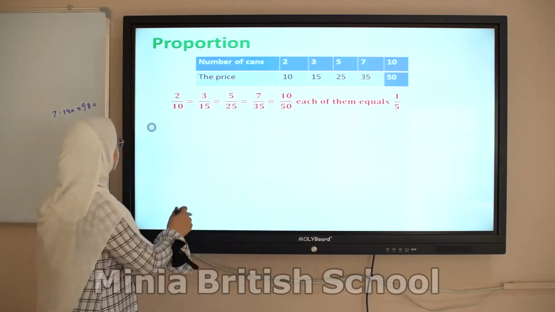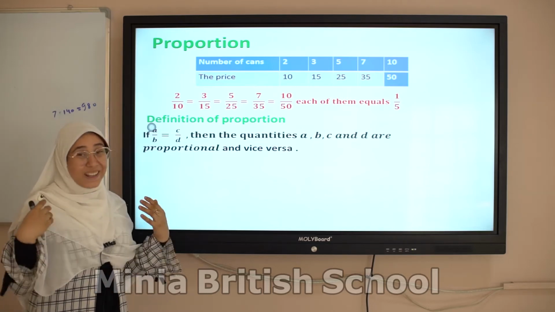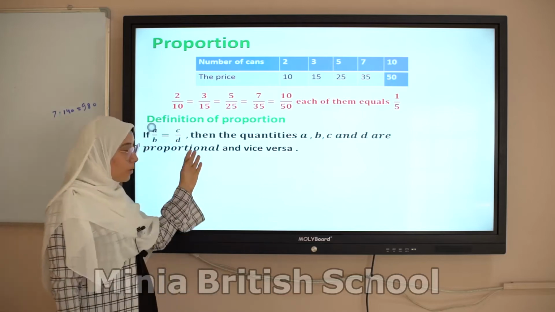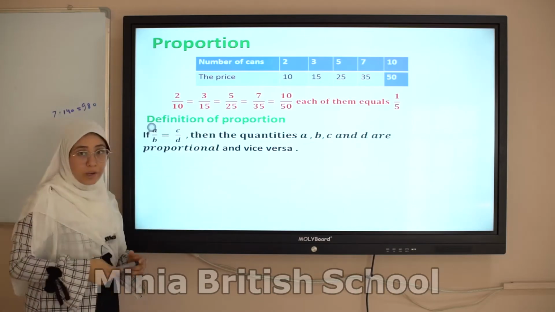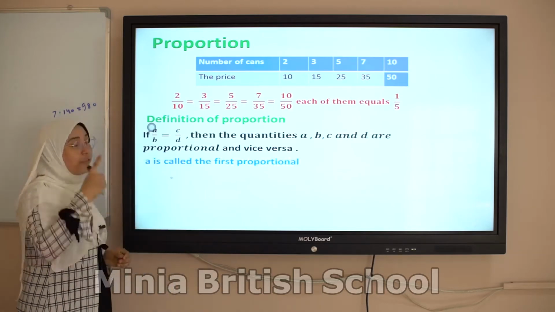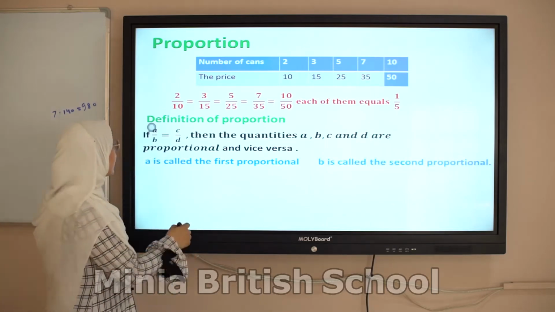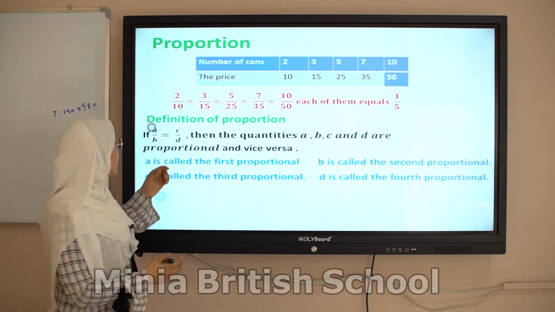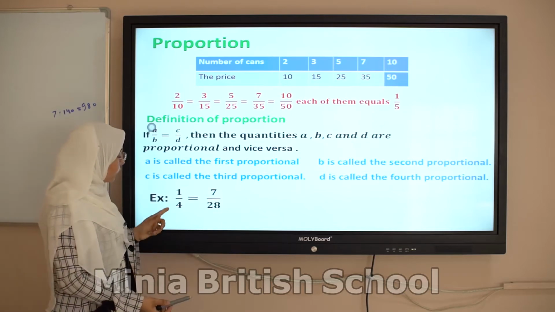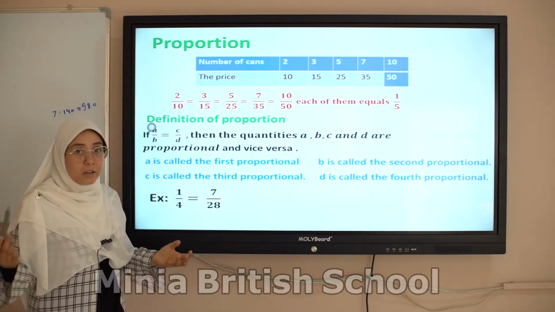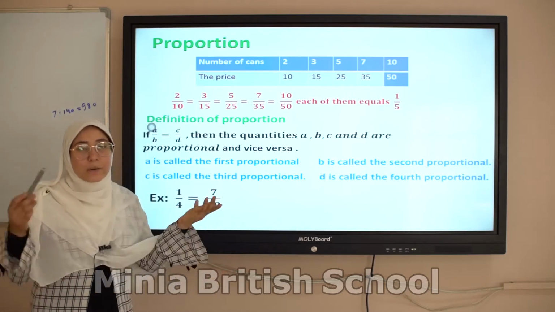So in general, the definition of proportion: if a over b equals c over d, then the quantities a, b, c and d are proportional, and vice versa, okay? Now we can say a is the first proportion, b the second proportion, c the third proportion, and d the fourth proportion. For example, 1 over 4 equals 7 over 28. I mean 1 first proportion, 4 second proportion, 7 third proportion, 28 fourth proportion.